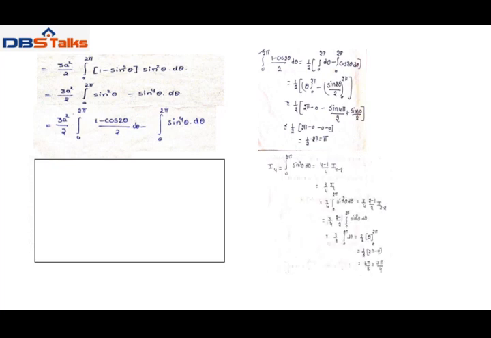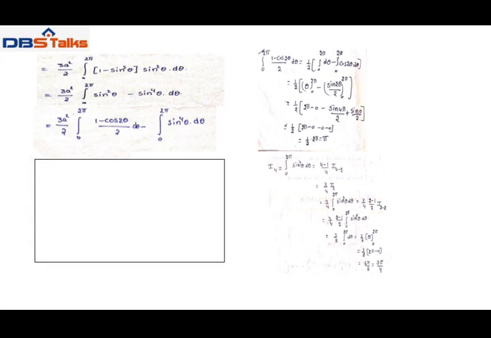The second integration is ∫ from 0 to 2π sin⁴θ dθ. So, we have to solve this integration. We use the reduction formula: I_n = ∫ sin^n θ dθ = ((n − 1)/n) I_(n−2). This formula is used to solve this integration.